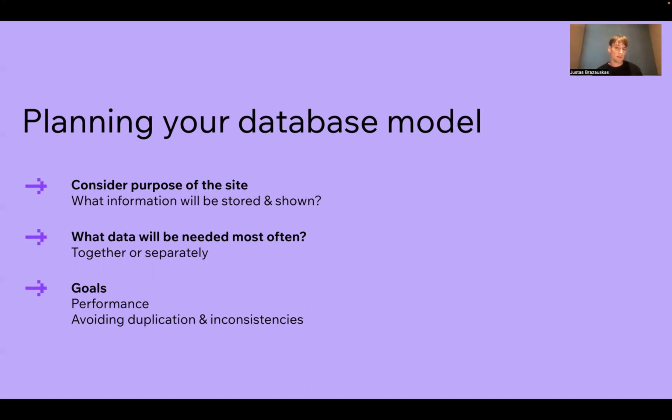The main goal when you're planning a database model is performance. You want your most common queries to be fast, while also avoiding duplication and inconsistencies in your data. You don't want the same data living in several different places, because then you have the headache of making sure it's always up to date. You might go out of sync if you only update some of the places where the data lives.